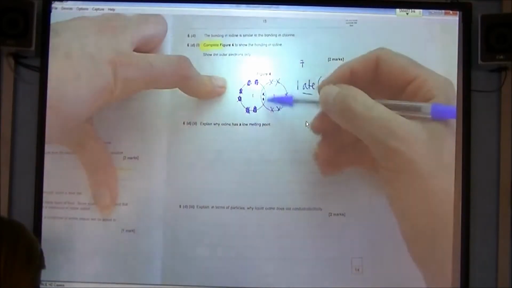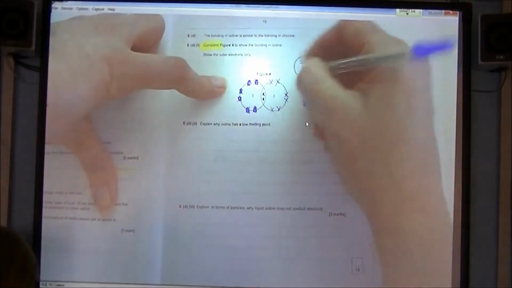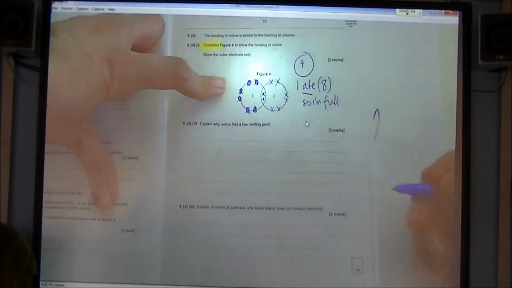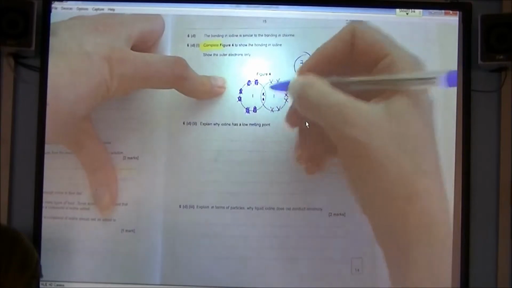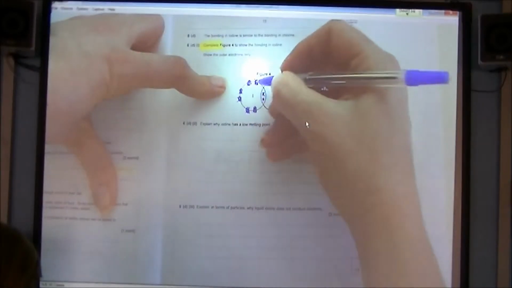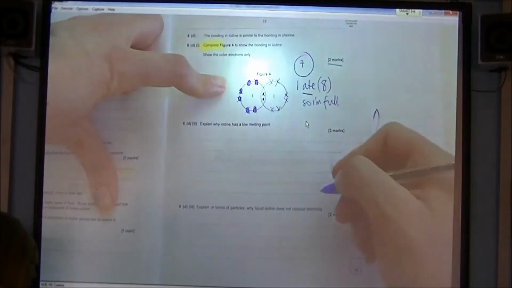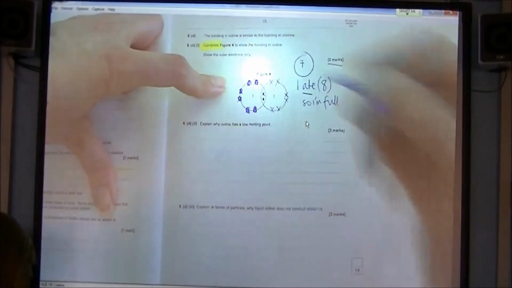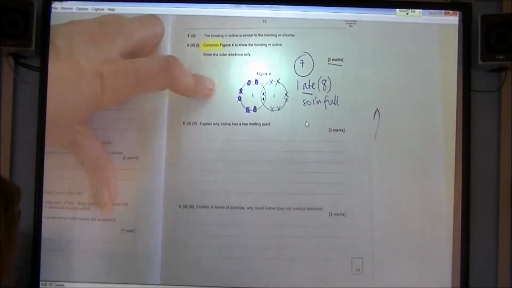So I've got a shared pair of electrons in the overlap, put a dot and a cross, and then fill up the remaining shells. Does it match up with what I think? Iodine has 7 electrons in its outer shell. 1, 2, 3, 4, 5, 6, 7. They've shared 1 each to get the bond. There's my 2 marks: 1 mark for having the overlapping circle filled in correctly, 1 mark for having the remaining shell filled in correctly.